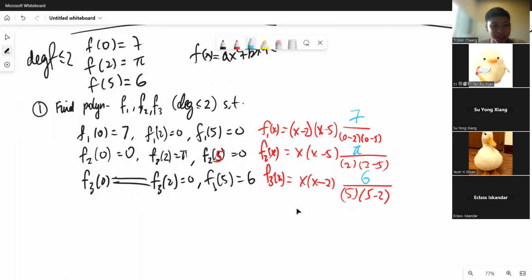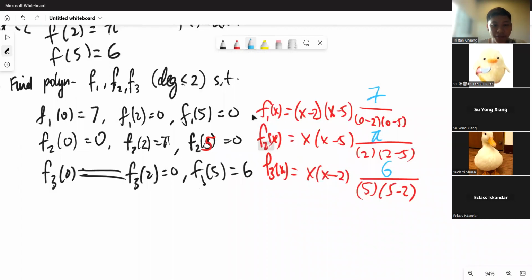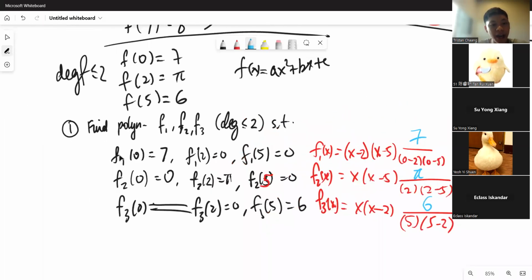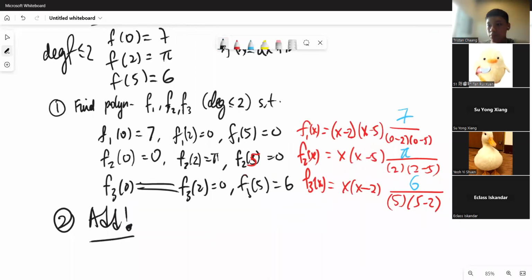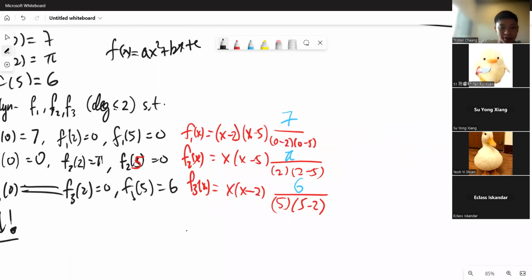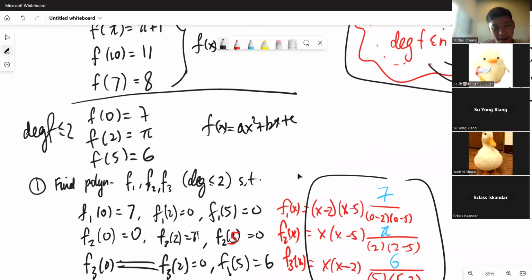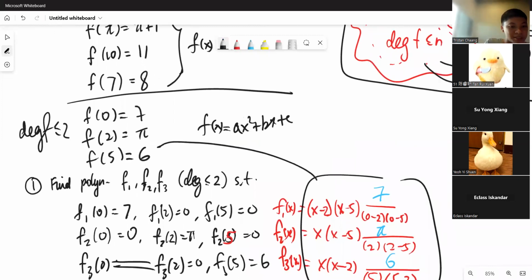Okay, no one said no, so okay. So that's F1, F2, and F3. So what is the significance of this? The thing is, if we add up F1, F2, and F3 together, we get a polynomial that satisfies this, right? So we just add them up. Well, that's basically it. F1 plus F2. So you just add these three polynomials together. Well, if you want to expand it, sure. But the point is, you always get a polynomial that satisfies this.